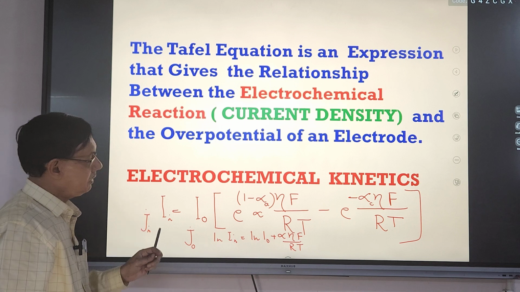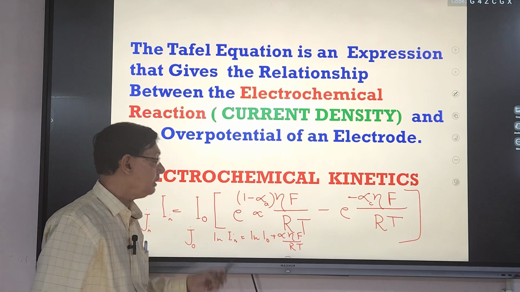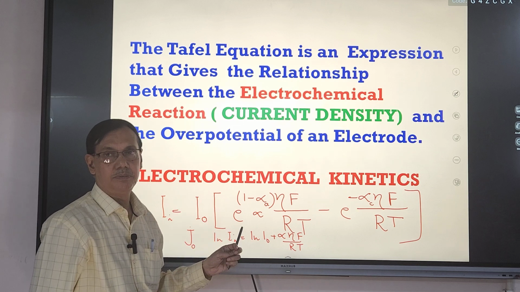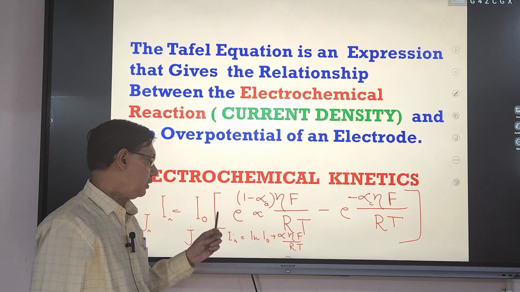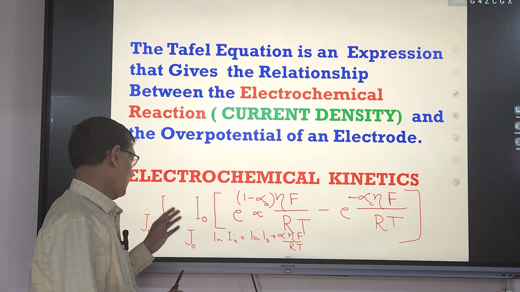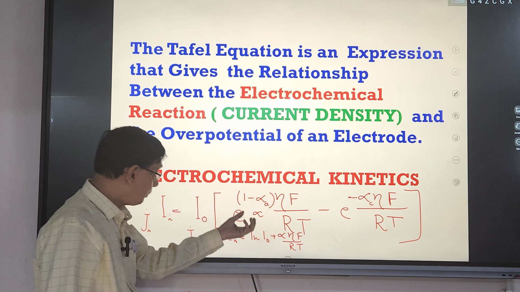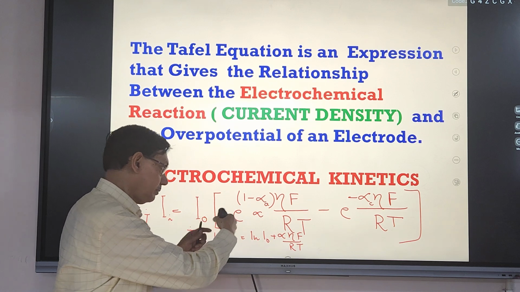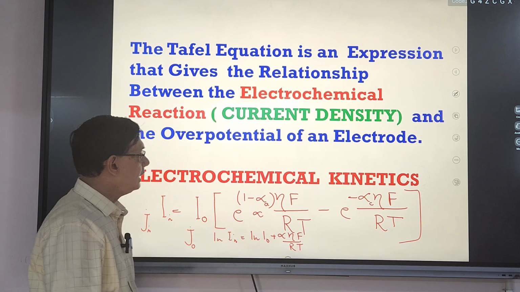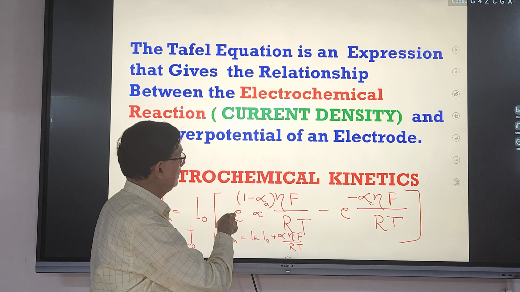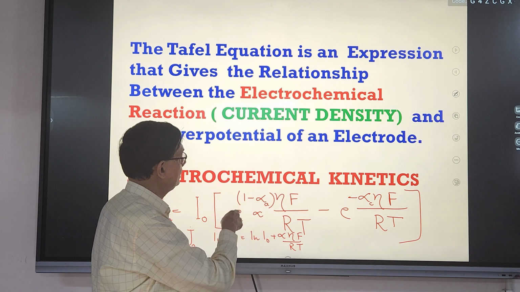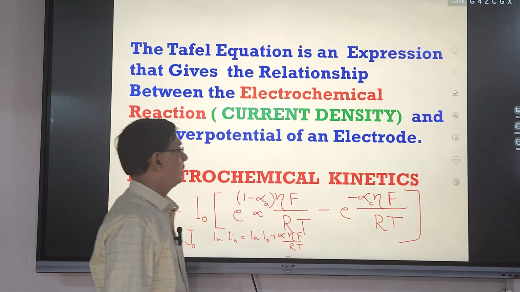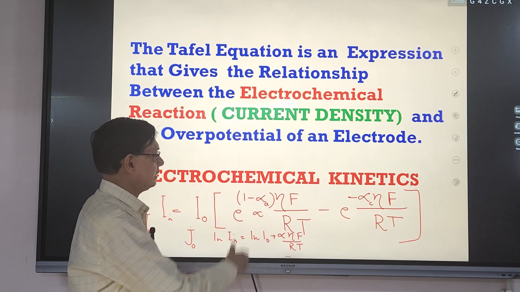Bear in mind that I am not deriving the Butler-Volmer equation, because there is a relationship between the overpotential and the exchange current density. For that I have to expand the exponential. Suppose this exponential is x, here is x, here is also x, and the value of overpotential is suppose very low, very low.